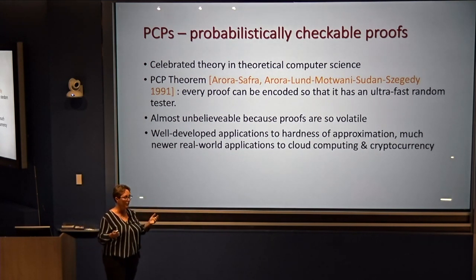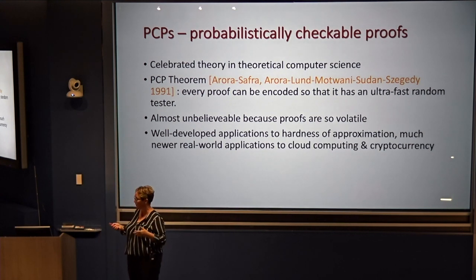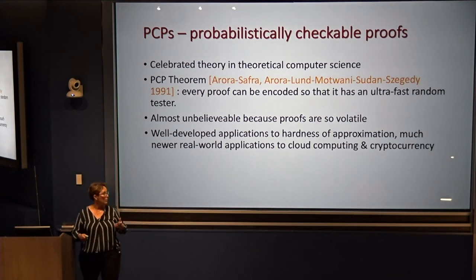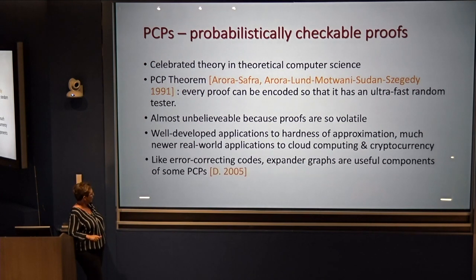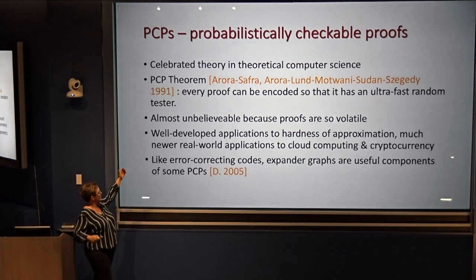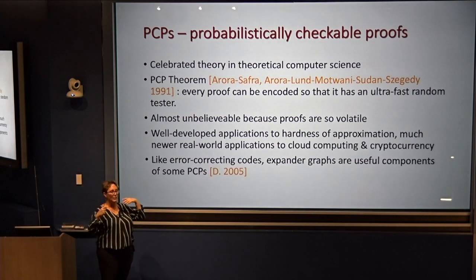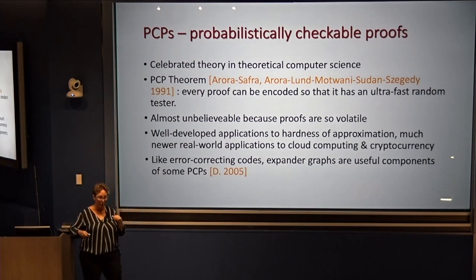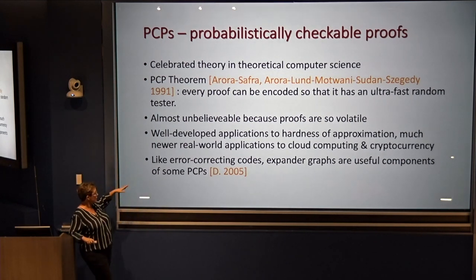I haven't said anything about how you construct these PCPs. For error-correcting codes, we said that some codes are based on expanders. For PCPs, the classical PCPs are based on encodings using low-degree polynomials. And there was another construction of PCPs using expanders. Both of them have different pros and cons, I guess.